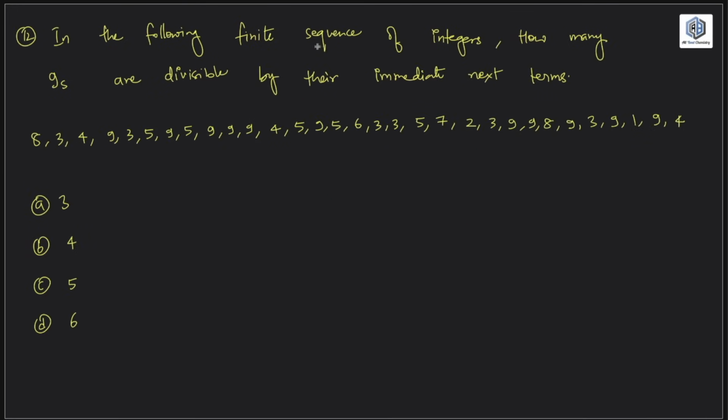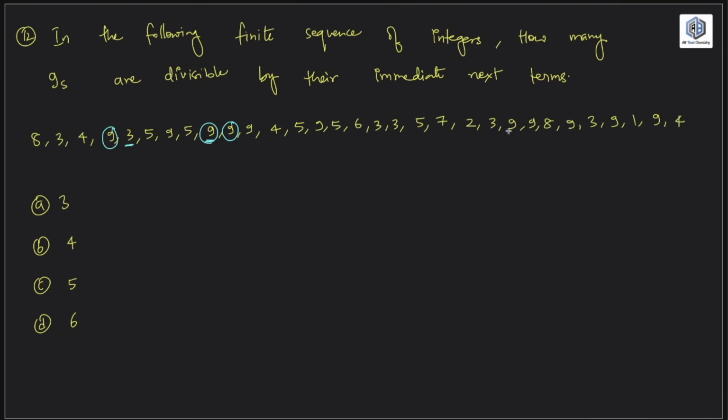This says, in the following finite sequence of integers, how many 9s are divisible by their immediate next term? So if I have written these numbers and if they are correct, then let me tell you. You have to see the 9 whose next number can divide it. So here, this is one of them. This 9 you cannot take because the next number is 5, which cannot divide 9. This 9 you can take because the next number is 9 and 9 can divide 9. Again, you can take this 9 also because the next number is 9, which can divide 9. This 9 you will not consider because the next number is 4, which cannot divide this 9. This 9 again you cannot take because the next number is 5, which cannot divide this 9.